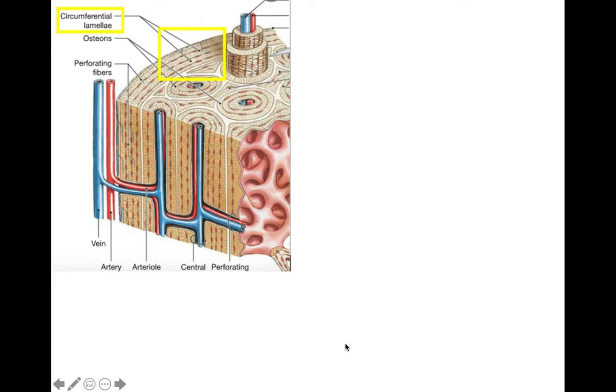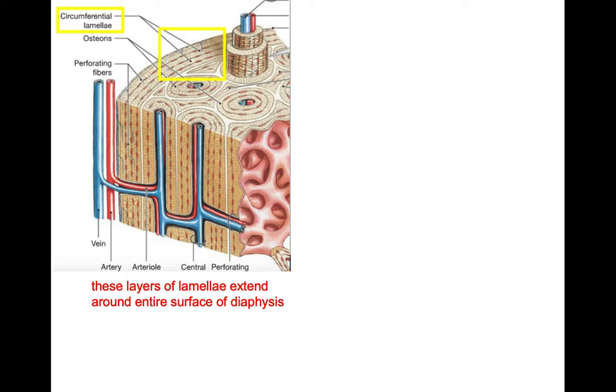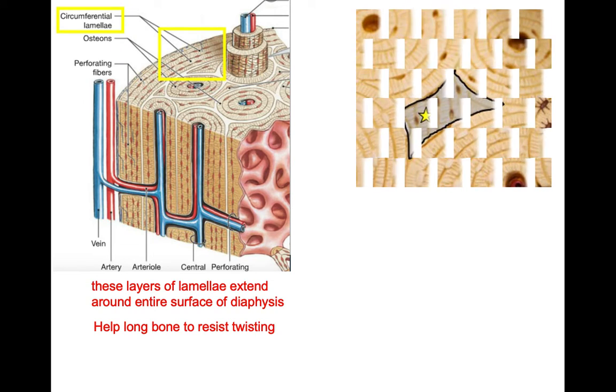Then the outside of compact bone, circumferential lamellae. So again, compact bone, more bone tissue on the outside, and then I have a bunch of osteons in the middle, creating that structural, load-bearing compact bone. These layers, lamellae, extend around the entire surface of the diaphysis. Okay, they help long bones to resist twisting.